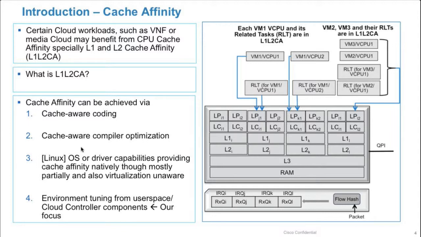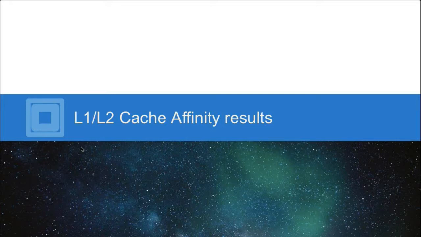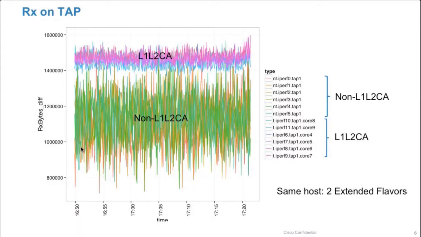Now, let me show you a few interesting graphs of what you can achieve when you condition a host for layer 1, layer 2 cache affinity. So here's the graph. You can see that a single host was partitioned into two parts. One has 6 cores that did not support cache affinity, layer 1, layer 2, and the other 6 cores did support cache affinity, okay? Now, conditioning a host for layer 1, layer 2 cache affinity is a very complex task, let me put it that way first, right? But look at the graph now.